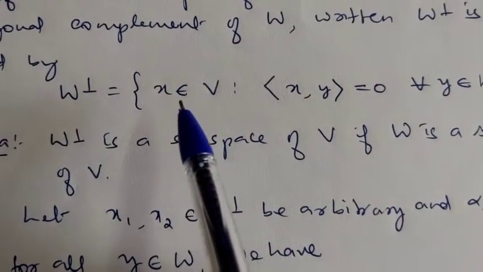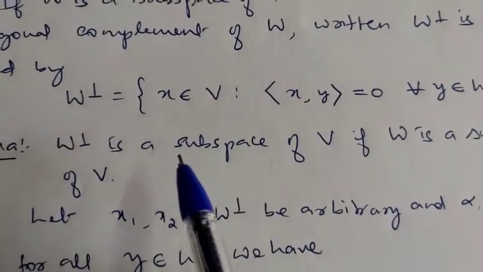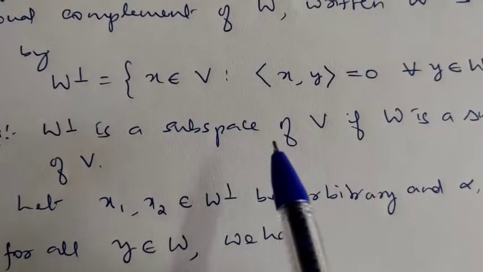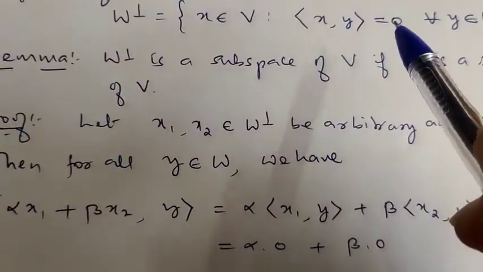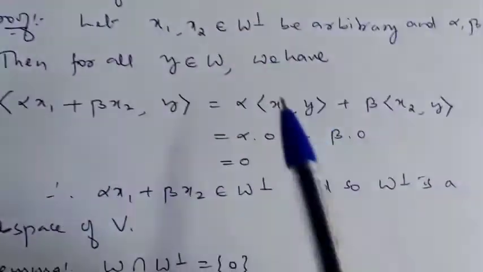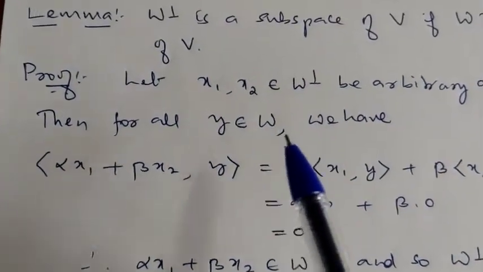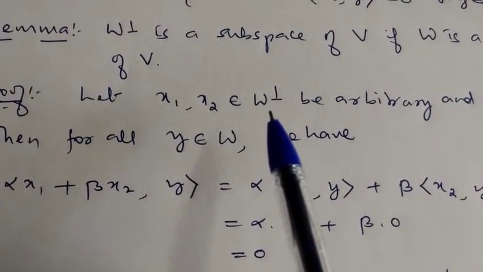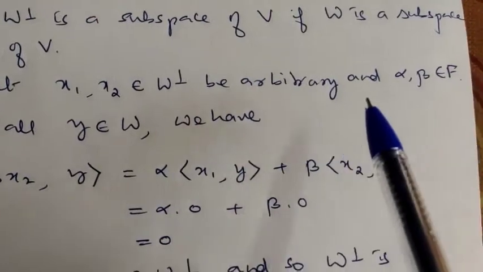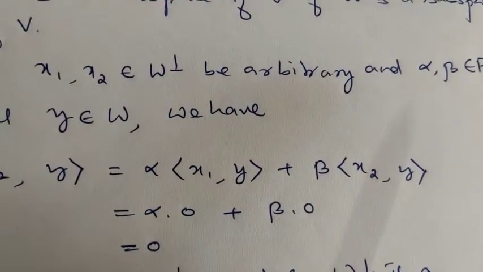From this definition you can see that W perp is a subset of V, but we can show that W perp is itself a subspace of V if W is a subspace of V. Showing this is very easy. Let x1 and x2 be any two arbitrary elements of W perp, and alpha, beta be scalars.